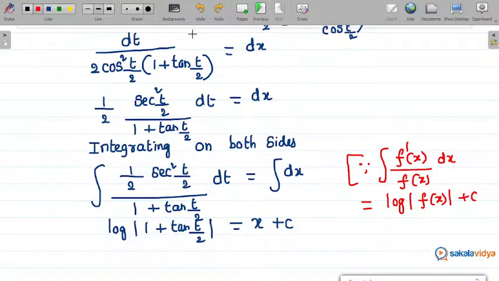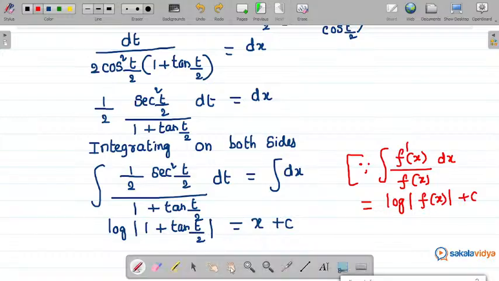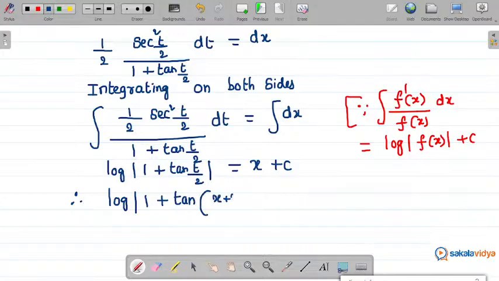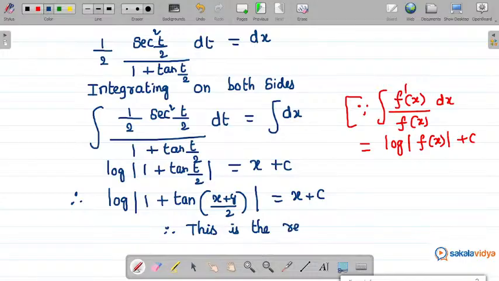Right. So now again substitute t stands for x plus y. Therefore, we get log mod 1 plus tan of x plus y by 2 equal to x plus c. This is the required general solution.